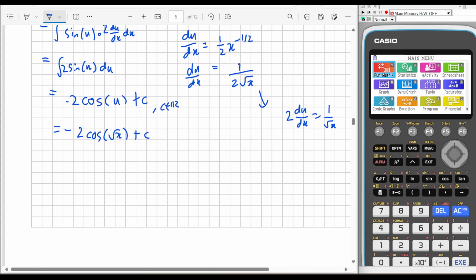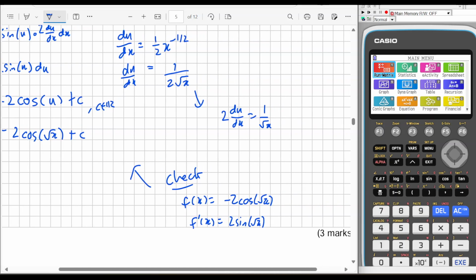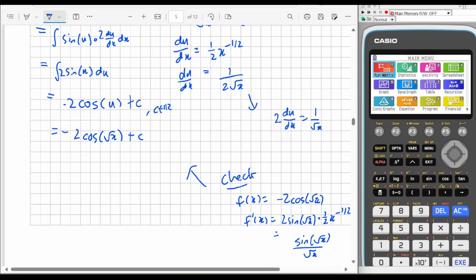Now, I'm not going to do this for every question, but I do encourage you to actually check this. So if f of x was minus 2 cos of root x, you would get f dash of x being 2 sine of root x, sine's the baby. So that would be half x to the minus half, which is the 2.5 will cancel, so you get sine of root x over root x. Important to double check that.